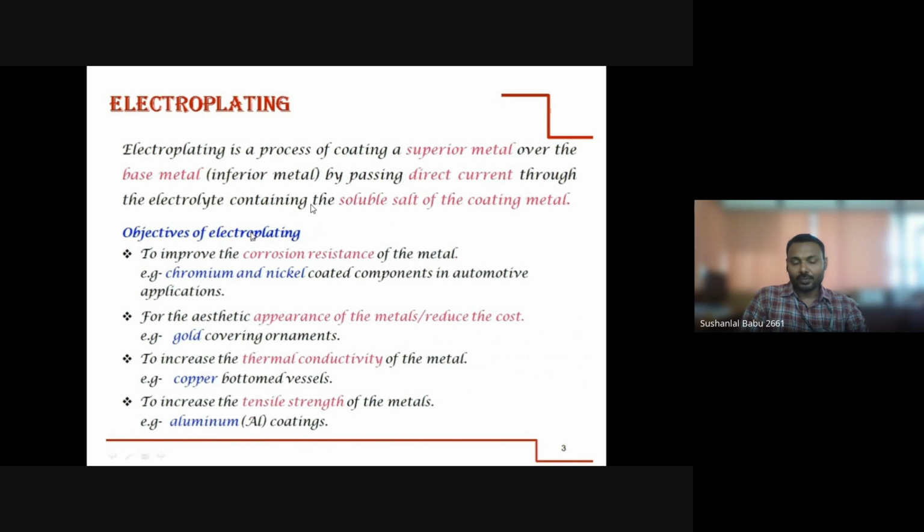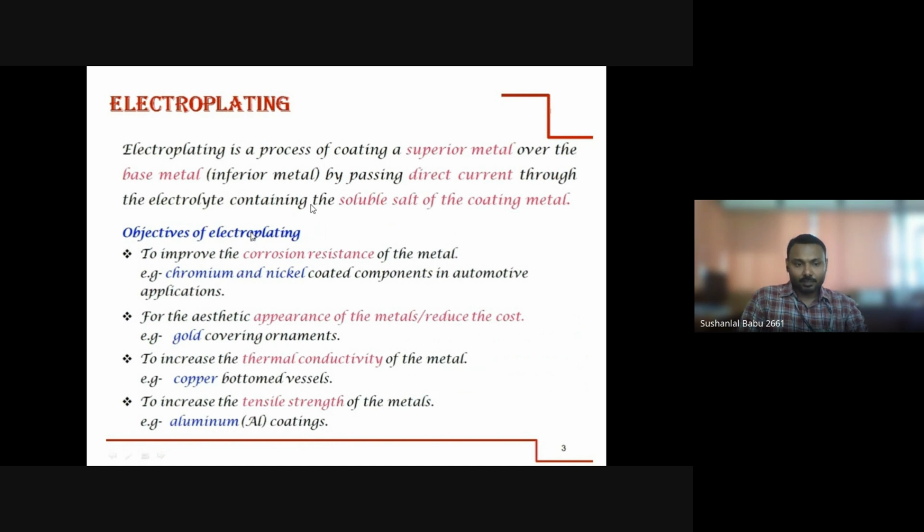So to improve the appearance of some metals, we will use this particular technique or process where we can coat gold covering, or we can coat with platinum, or we can coat with silver. So that depends on our budget. So it will improve the appearance of the metals.